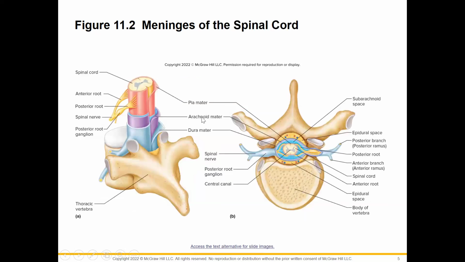In the spinal cord, same idea. You have the vertebrae, the vertebral bone. You have the dura mater that lines the inside of the bone. You have the arachnoid mater in the middle. You have the pia mater directly touching the spinal cord.